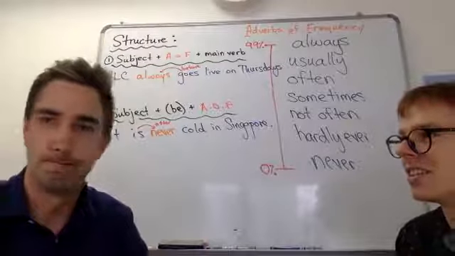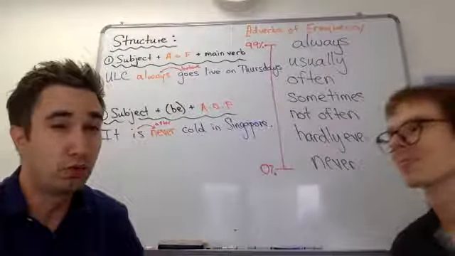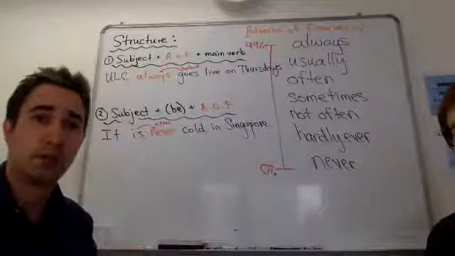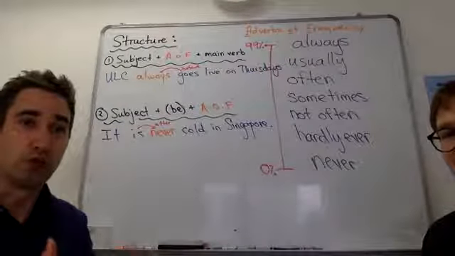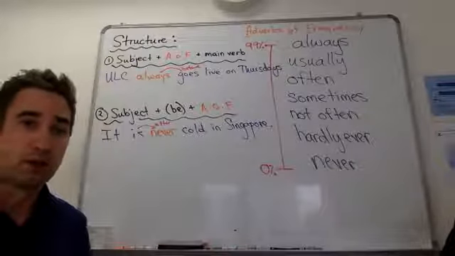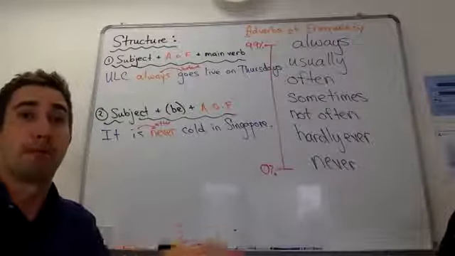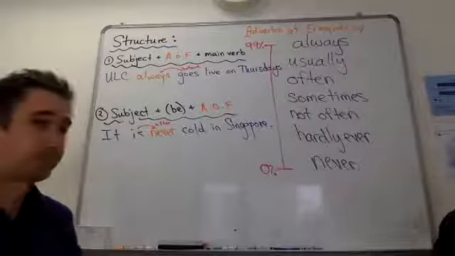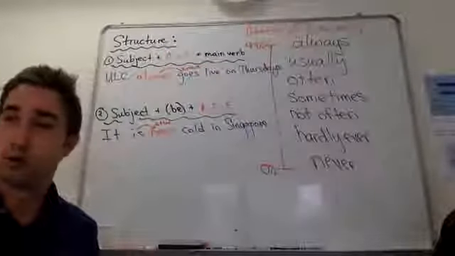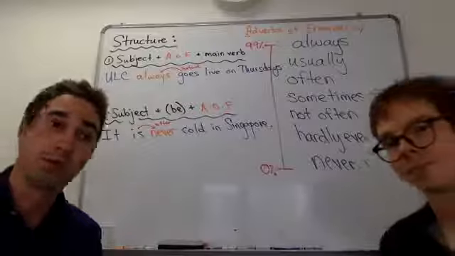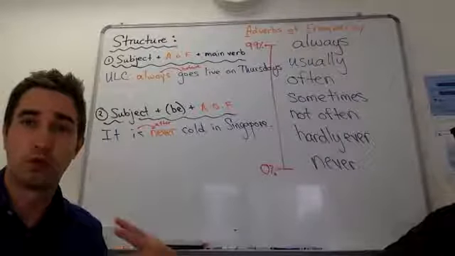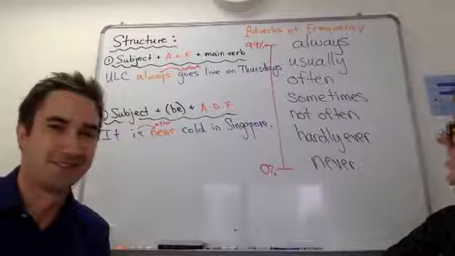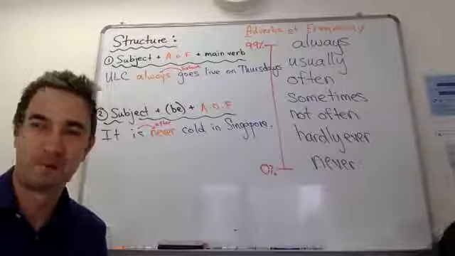So basically there are two structures here that we can look at on the whiteboard. Number one: subject, I, we, you, they, he, she, it, Mark, ULC, plus AOF, plus a main verb: go, play, study, etc. For example, ULC always goes live on Thursdays. We never go live on Wednesday or Monday or Tuesday. We always go live on Thursdays. Today is Thursday.